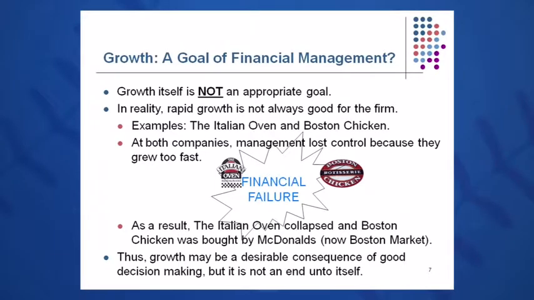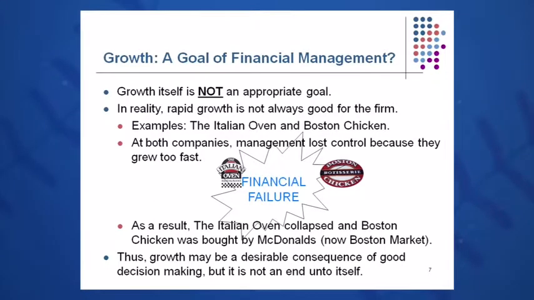Maybe they should have. Management lost control, just growing too fast, and they ran into financial failure. Italian Oven collapsed. And again, you may see one or two of these restaurants around occasionally. Boston Chicken was bought by McDonald's and is now called Boston Market, and again, growing too fast. They've scaled back quite a bit.